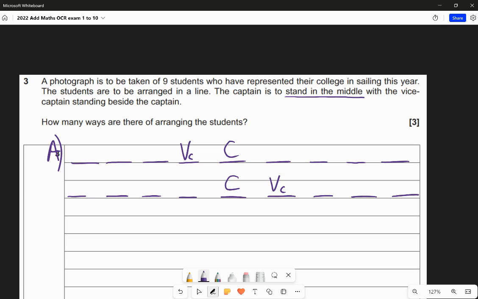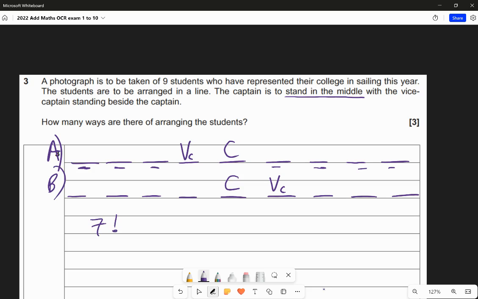fill. And those 7 spaces can be filled in 7 factorial ways. Because if we choose someone to fill the first spot, we've got 7 choices for that spot. Then 6 people left for the next spot, and then 5 people left for that spot, then 4, 3, 2, 1. So it's 7 times 6 times 5 times 4 times 3 times 2 times 1 ways of filling in the rest of the gaps. So we have 7 factorial ways of arranging those 7 people for option A and for option B.